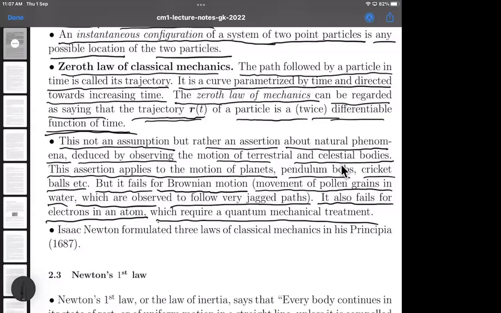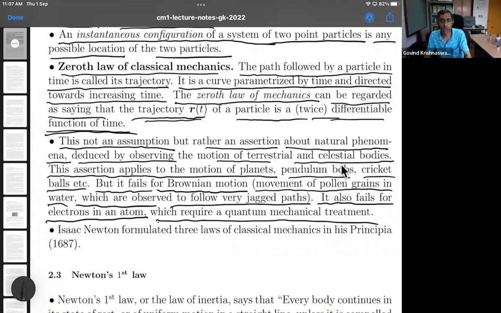Sir, but even in nature, this law isn't apparent, right? Because twice differentiability of the trajectory basically implies continuous acceleration, but that is not always true.